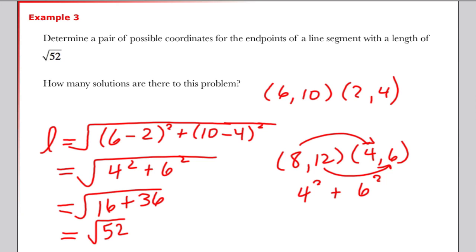So this kind of question is just letting you know that there are many possibilities of different ordered pairs that would give you a length equal to the square root of 52.